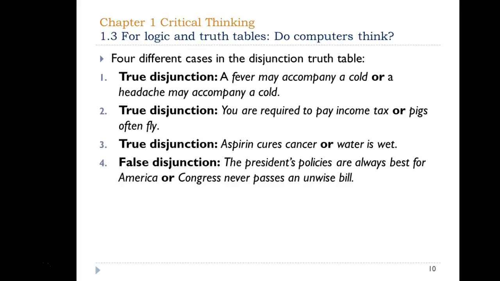Another true disjunction. Aspirin cures cancer, or water is wet. It is false that aspirin cures cancer. It is true that water is wet. The disjunction is true.